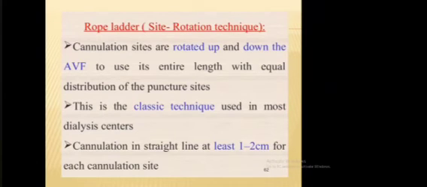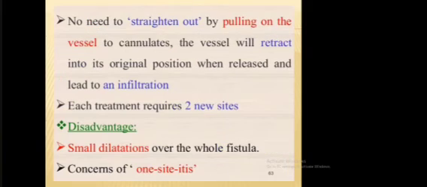The rope ladder technique is the site rotation technique. That is, the cannulation sites are rotated up and down the AVF to use its entire length with equal distribution of puncture sites. This is the classical technique used in most dialysis centers. Cannulate in a straight line, at least 1 to 2 centimeters between each cannulation site. There is no need to straighten out the vessel by pulling on it to cannulate, because the vessel will retract into its original position when released and lead to an infiltration. This should be done very carefully.